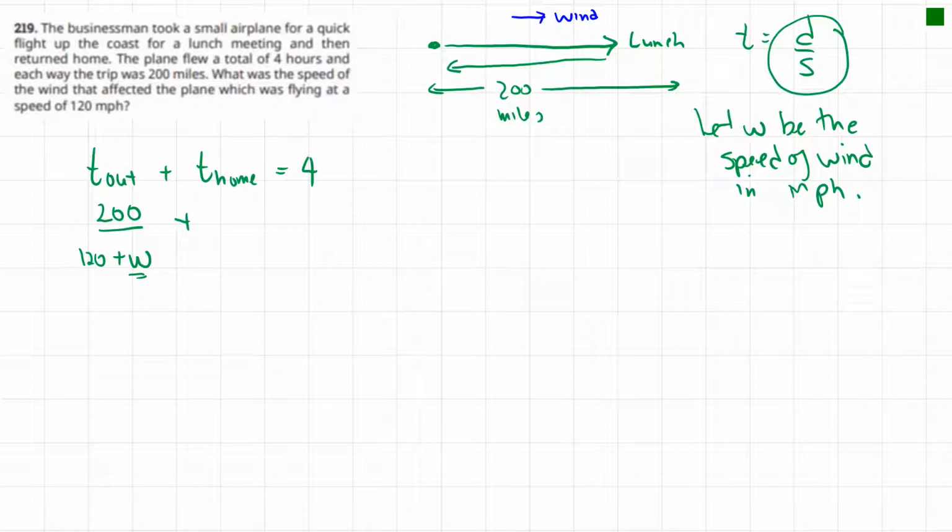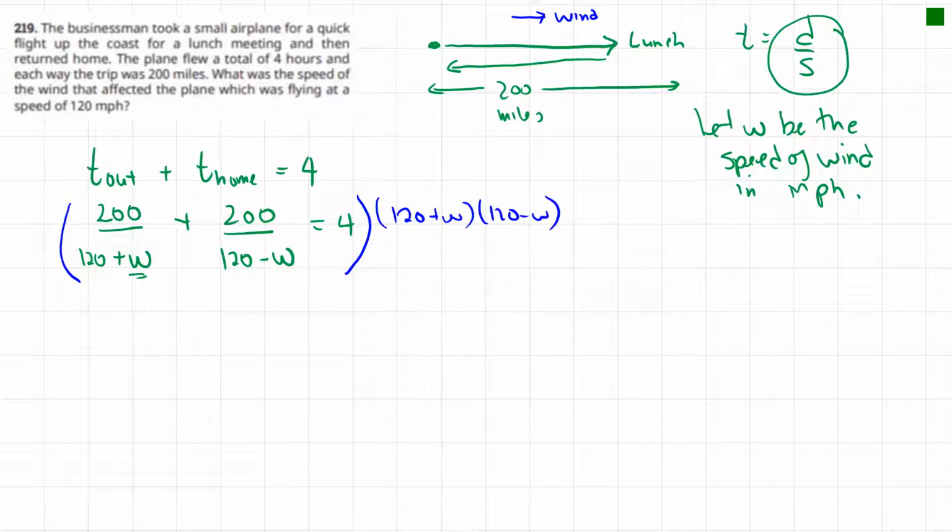The time home is also, the distance is the same, 200, but this time the wind is slowing him down. So 200 over 120 minus the wind speed, that equals 4. So we've got our equation. Now we've just got to do the algebra to solve it. I'm going to multiply by the lowest common denominator, and I'm going to multiply that through the bracket on both sides of the equation.